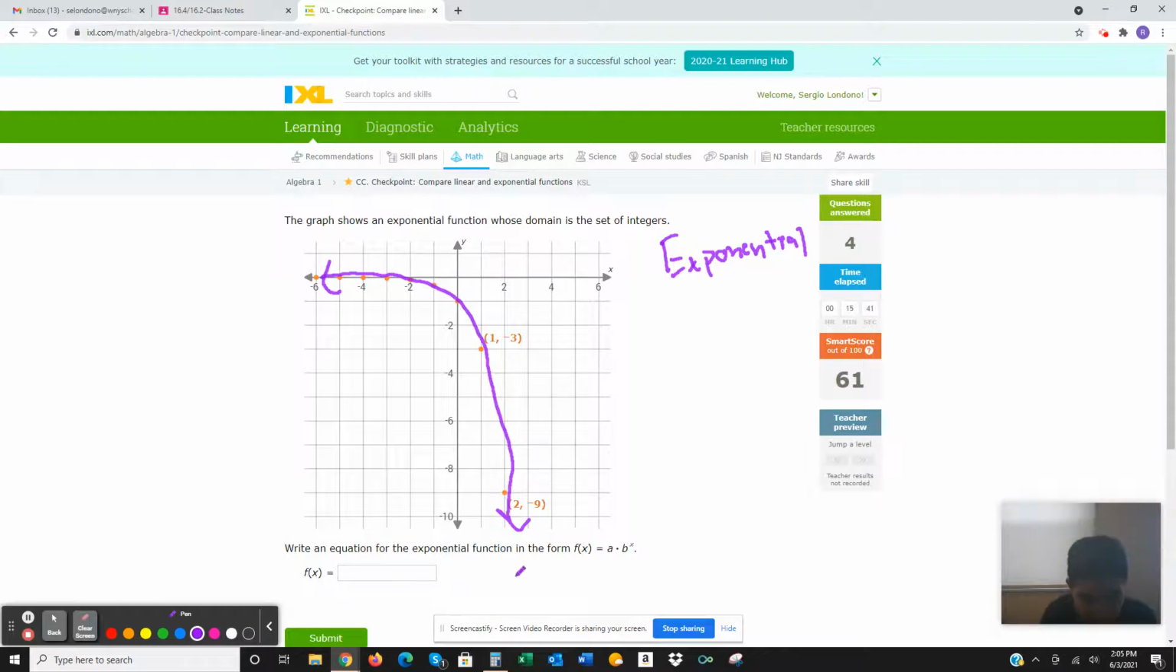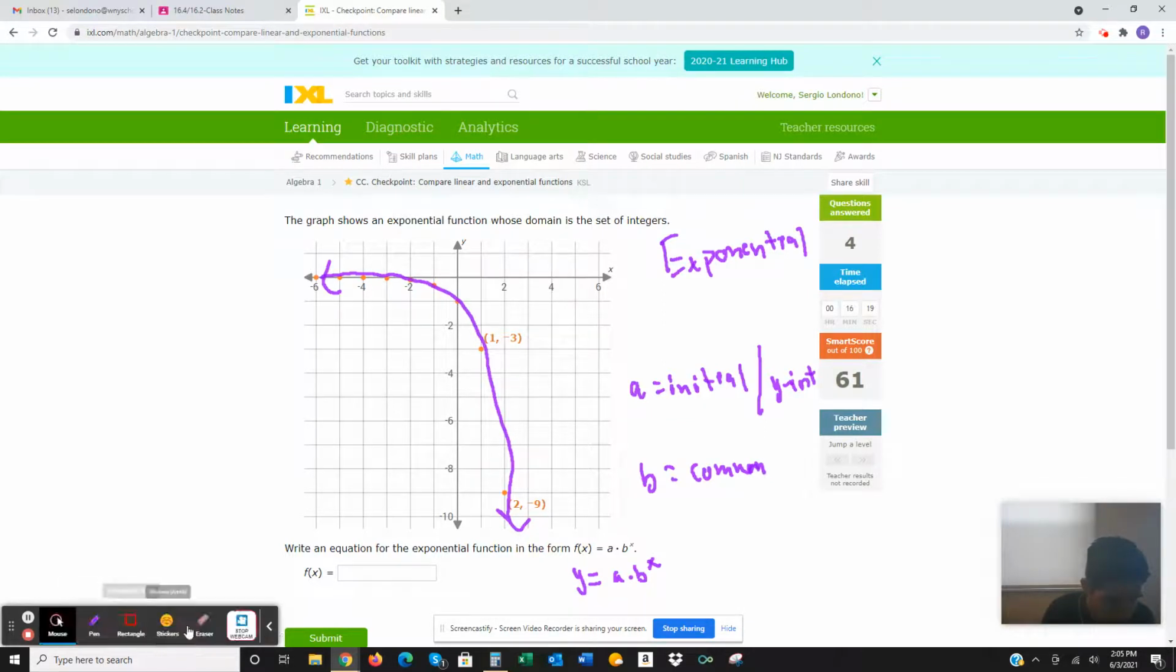Write an equation. Okay, so this is a popular one, and it tells you the format. Write the exponential function in the form f of x, which you can also write down as y. It's another way of writing it. y is equal to a times b to the x. Remember, a is your initial value, where you're starting, or your y-intercept. And your b is your common ratio.